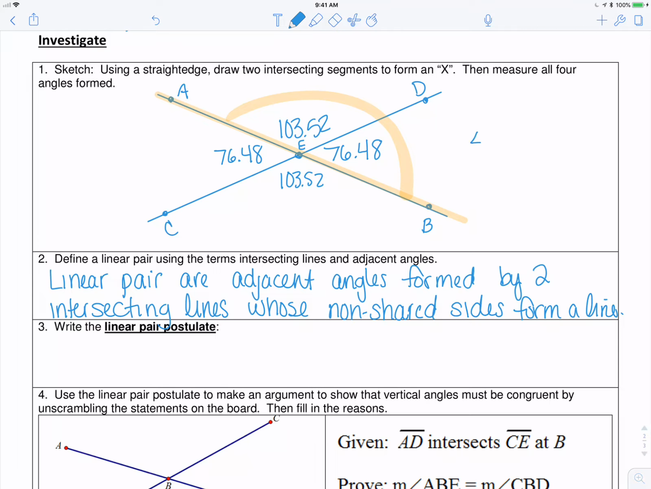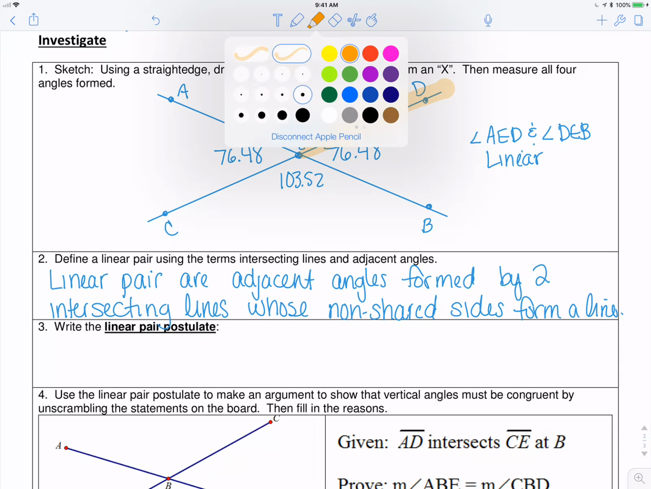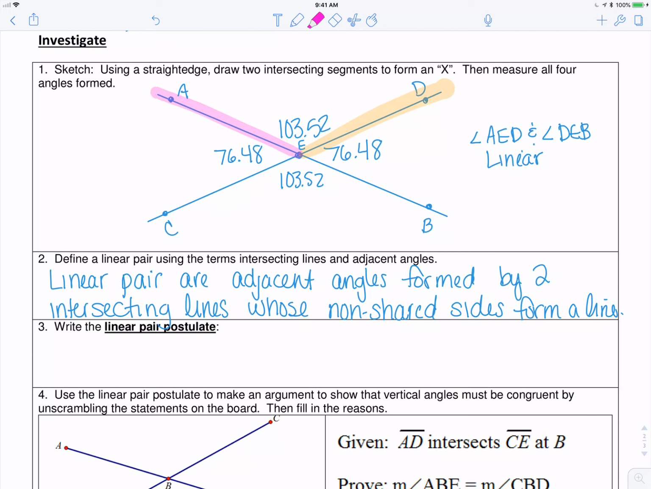Alright, so angle AED and angle DEB are an example of 2 angles that are a linear pair. They do form a line with their non-shared sides. They have a shared side. This side is shared. They both have ED. But then the first angle also has this EA, and the other angle has EB. So their non-shared sides are forming that pink line right there. And there's actually 4 different pairs, linear pairs, in this picture.